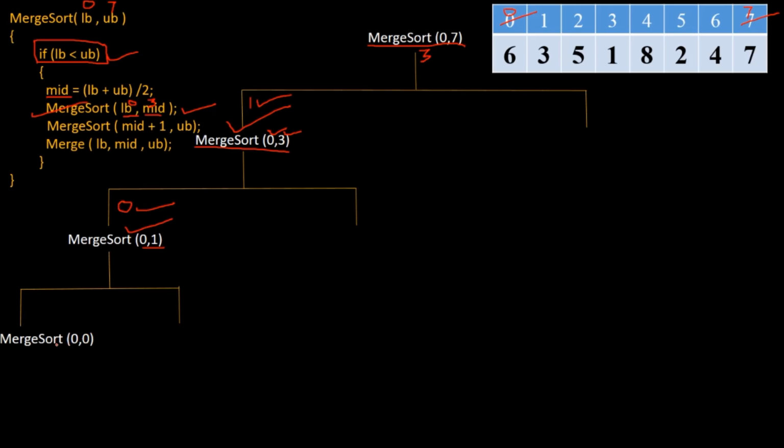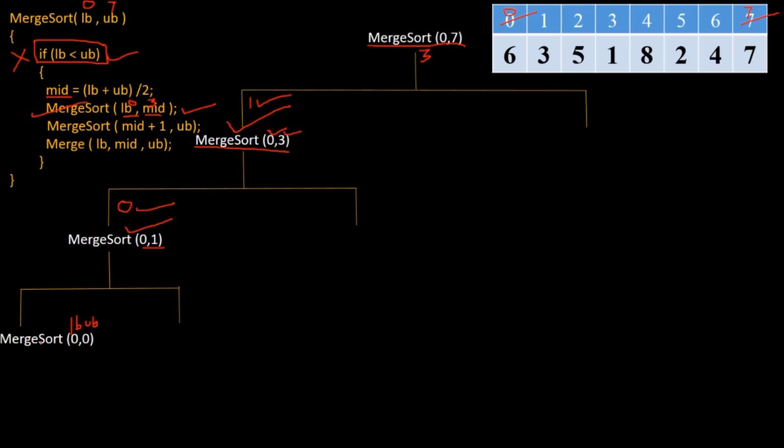Again here the if condition is checked, LB less than UB. What is LB? LB here is 0. And what is UB? UB is also 0. If LB and UB both have the same value, at that time this if fails. If this if fails, then what happens? This function returns, it is not going to execute further.